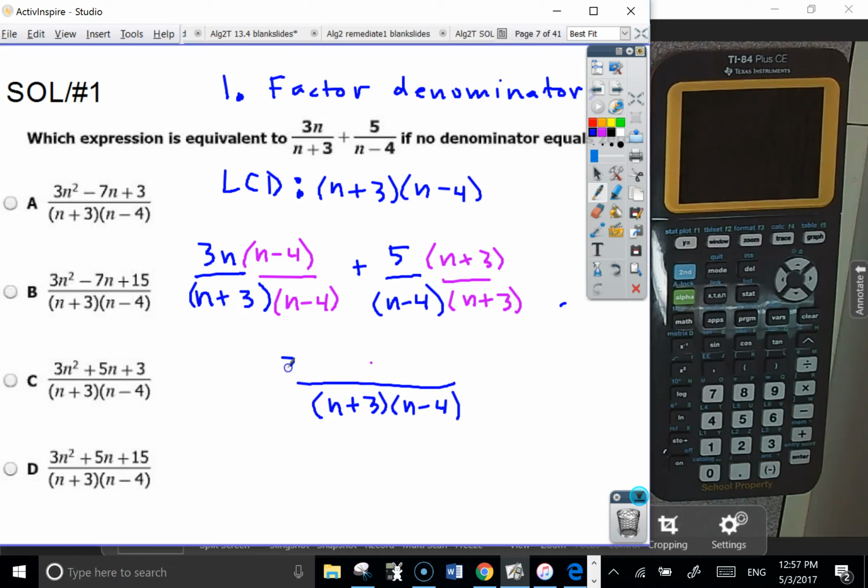So this will be 3n squared minus 12n plus 5n plus 15. Okay, and then these two can be combined. Right, that's minus 7n. So the answer is B.